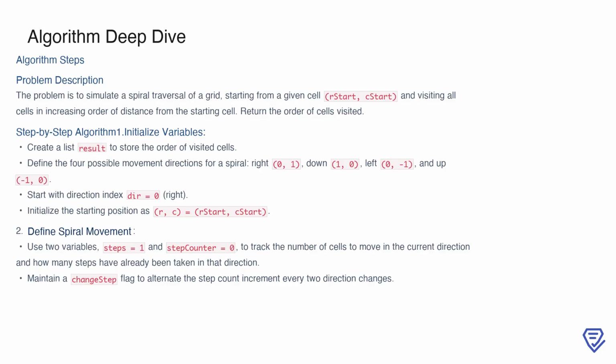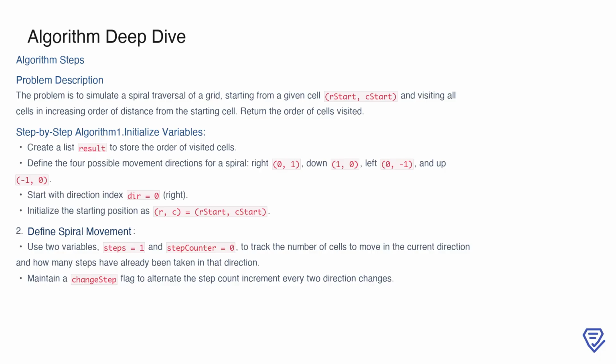To control the spiral movement, we define the 4 possible directions, right, down, left, and up, represented as coordinate offsets. We also need to keep track of our current direction using a direction index, starting with dir equals 0, which corresponds to moving right. Additionally, we set the starting position, r, c, to the given rStart, cStart coordinates.